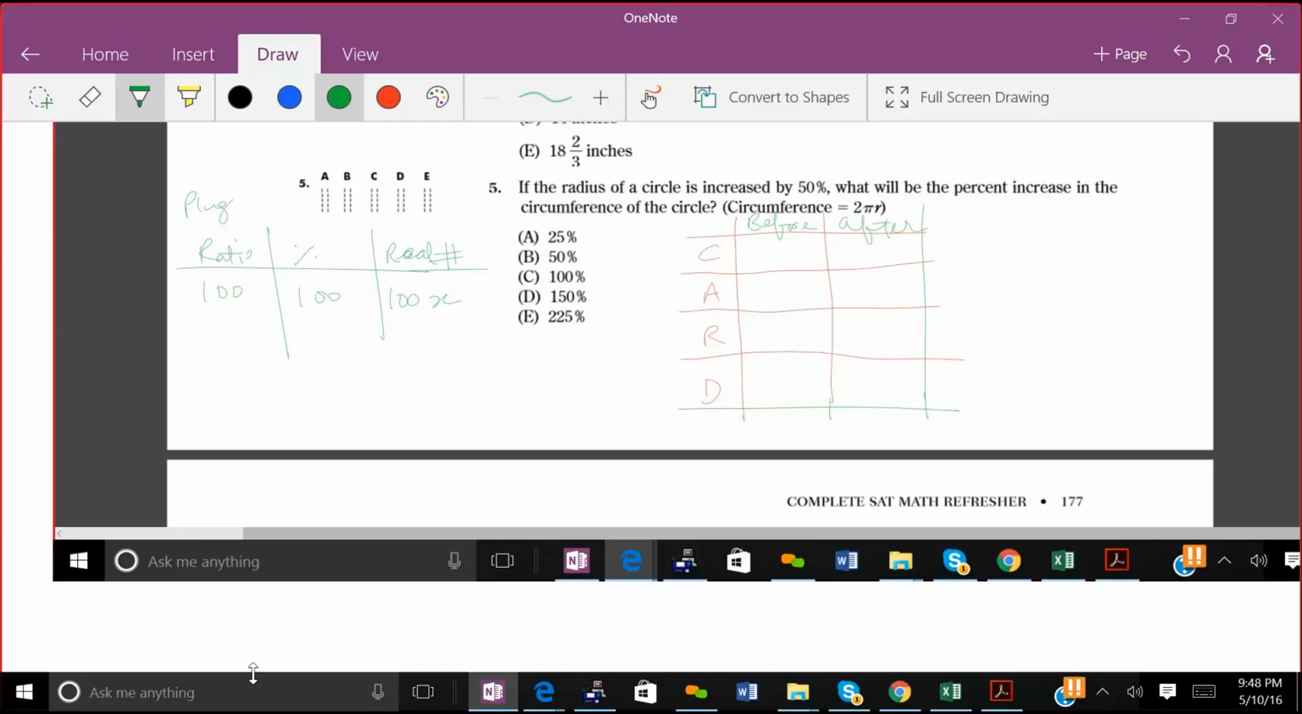That's probably one of the most important apps for the exam. So here you can see that radius went up 50%. So you plug in 100 for radius. Then you see that it went up 50%.